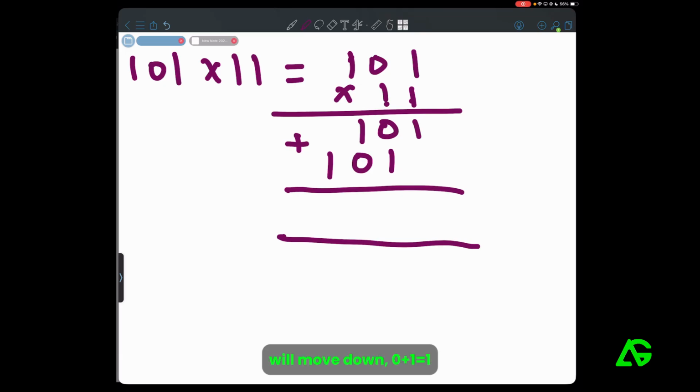So now let's add. This one will move down. 0 plus 1, 0 plus 1, and 1 then moves down. Very simple. Is it not simple? Simple. So this is our final answer. When we multiply 101 by 11, it's going to result in 1111.